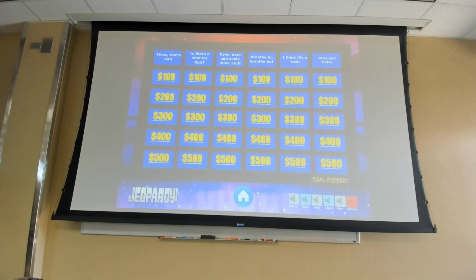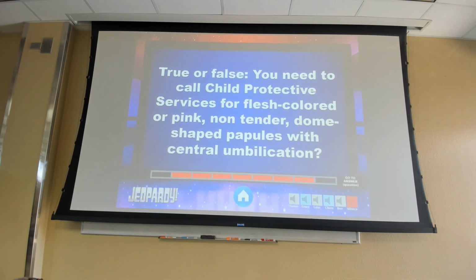True or false? You need to call CPS for flesh-colored, pink, non-tender, dome-shaped papules with central umbilication. What is that diagnosis? Molluscum. What do you do for a child? Reassurance.